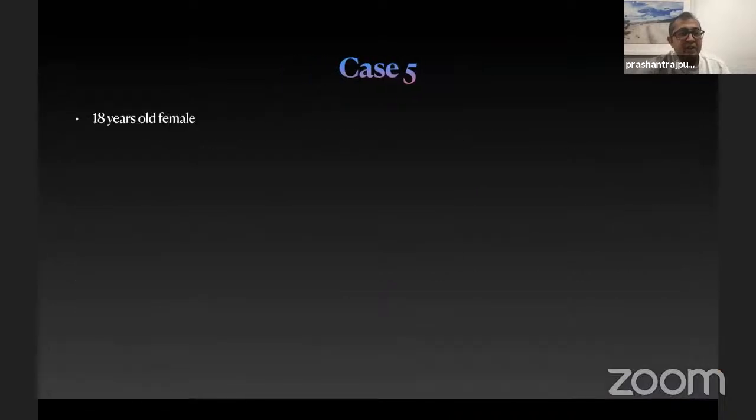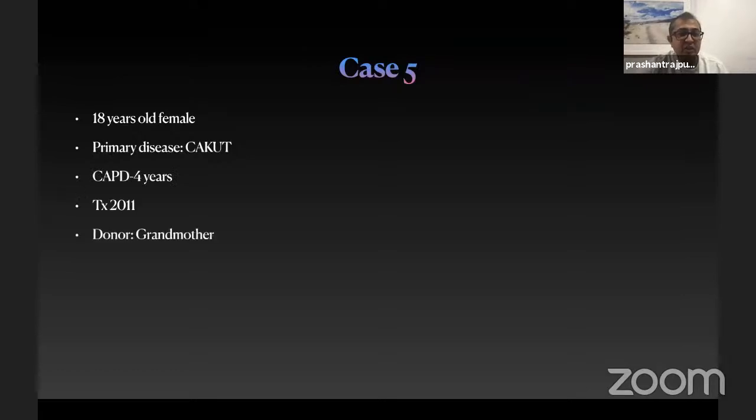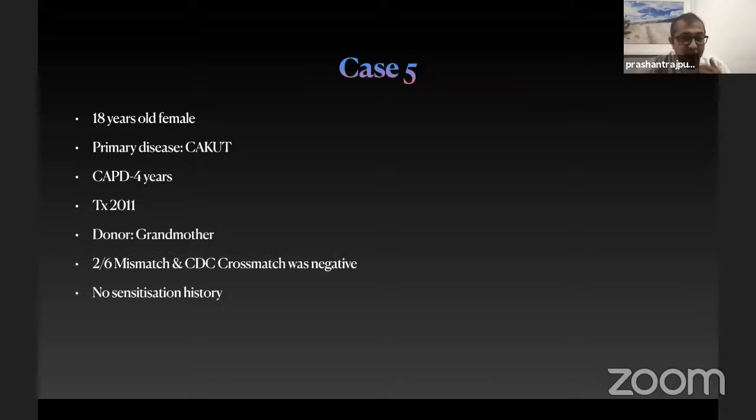Case 5: an 18-year-old female, her primary disease is CAKUT. She was on CAPD for about 4 years, transplanted in 2011. The donor is her grandmother, 2 out of 6 mismatches. She had a CDC cross-match which was negative, no sensitization history. She had an immediate graft function.